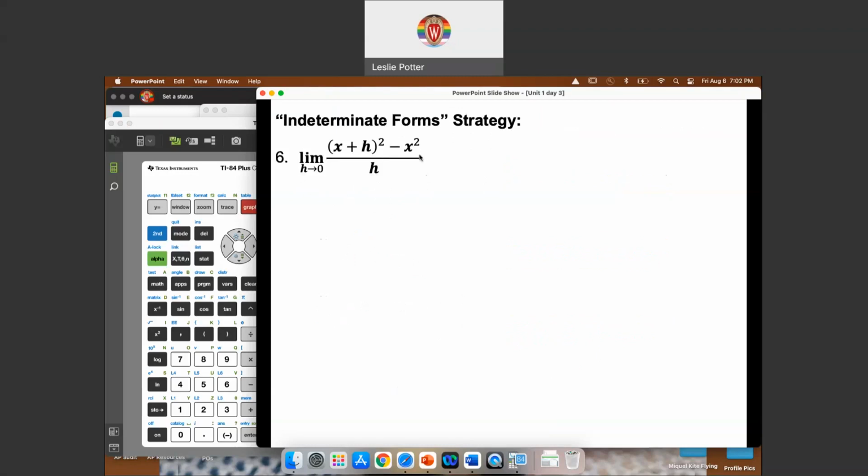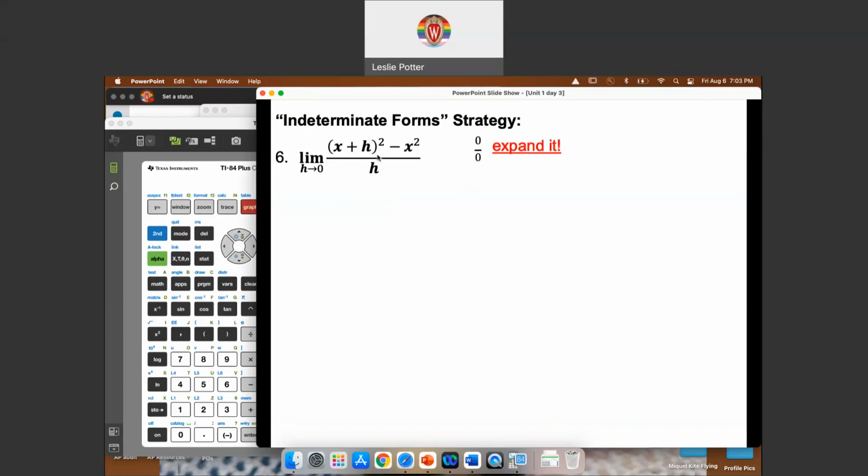All right, here is another indeterminate formula. I plug in 0 for h. I get x squared minus x squared, which is 0, and I get 0 over 0. Okay, so I've confirmed this. Notice I'm always displaying that I get 0 over 0 and it's indeterminate.